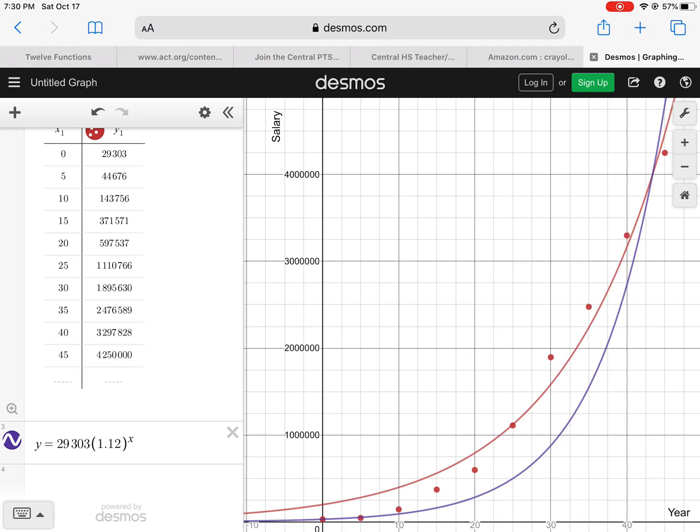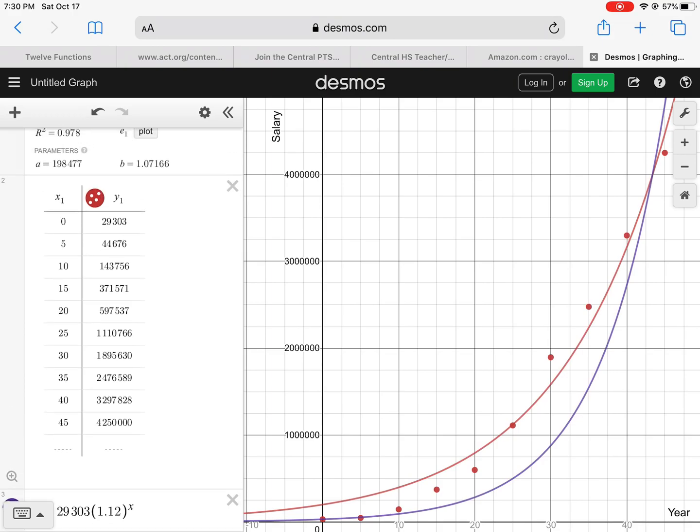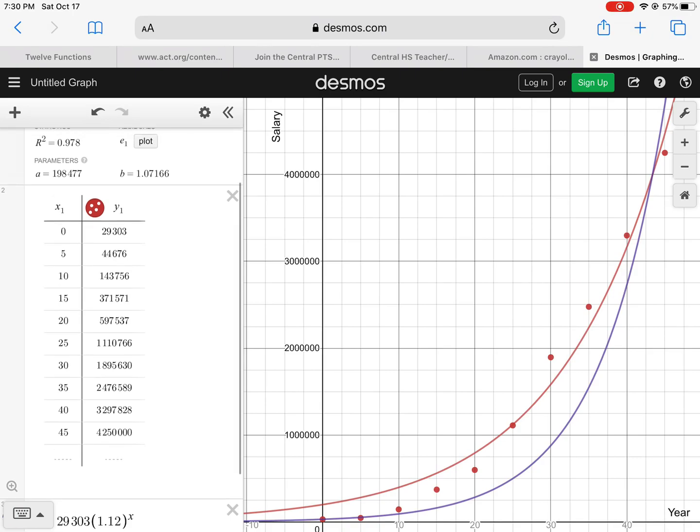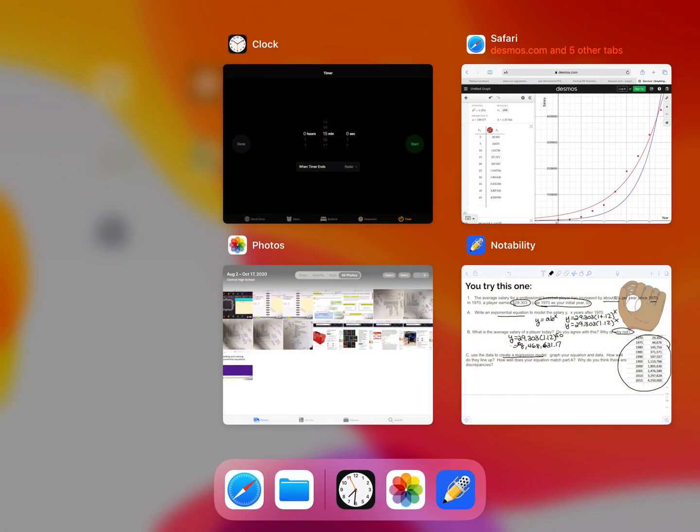So you can see the purple line there is the equation based just on the fact that we know what the initial amount is and what the average percent of increase is. The table value, the regression model, gives us an equation based on some actual data. So I would say the regression one that we've calculated based on some real data looks like it fits a little bit better.